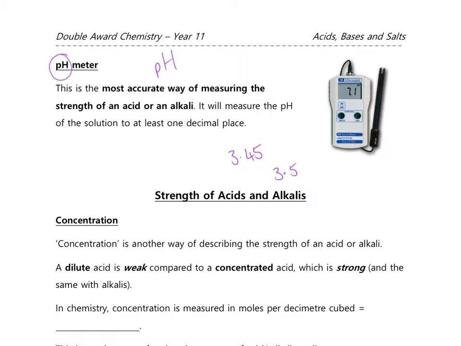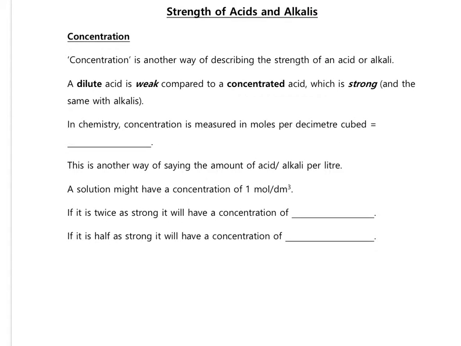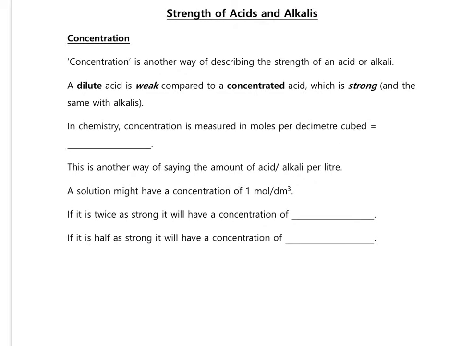So as we've looked at with universal indicator, and again with the pH meter, we know that different acids and alkalis have different strengths. And the proper term for describing the strength of an acid or an alkali is the word concentration. So we describe a concentrated acid as a strong acid. So you can see that here. A concentrated acid is strong. The opposite of that is a dilute acid, which is weak.